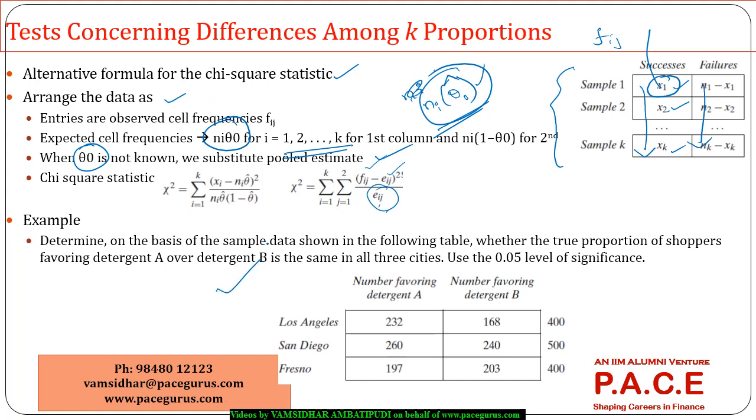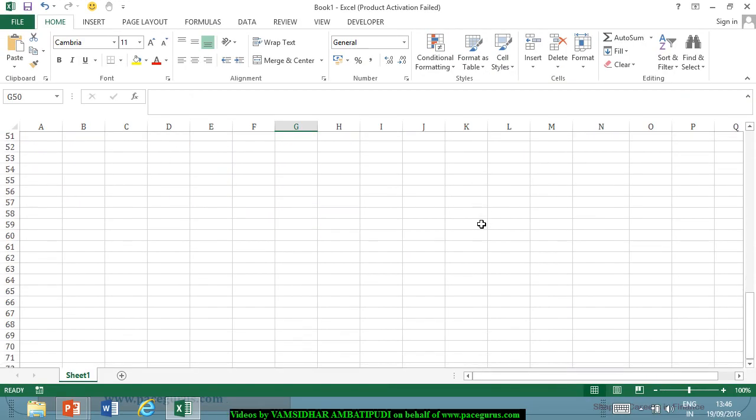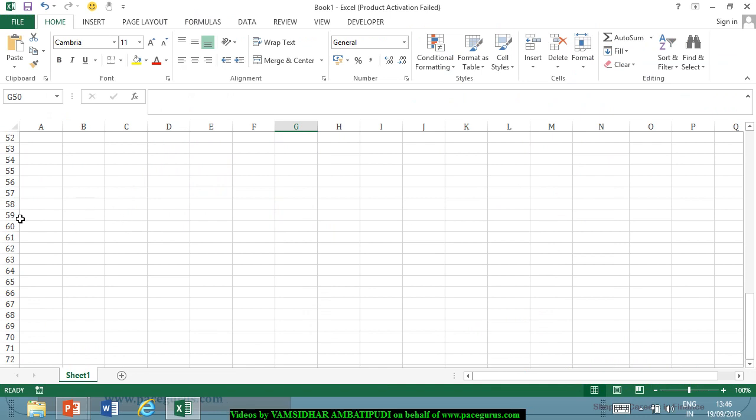Determine on the basis of the sample data shown in the following table whether the true proportions of the shoppers favoring detergent A over detergent B are the same in all three cities, right? So I want to look at each of these numbers.